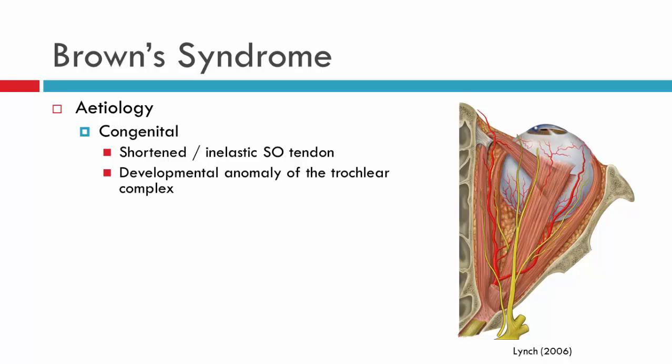It can also be a developmental anomaly of the trochlear complex. So here we see the trochlea. One concept is, for instance, that this is shortened and inelastic, not allowing the eye to elevate appropriately. Or we could have an issue here in terms of the development of the complex region around the trochlea. There are a couple of other theories as well, but they're the only two we'll discuss in this particular video.